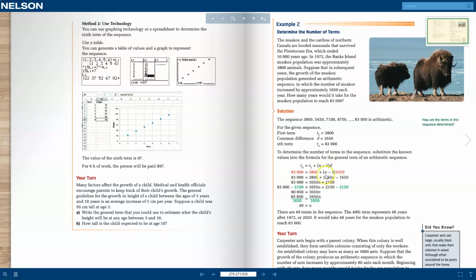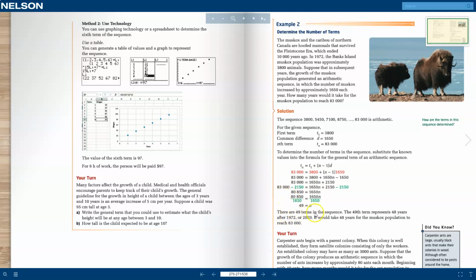And you're just going to do a bit of algebra. So multiply it in, right? And then once you get down here, you're going to have to isolate the n, divide by 1650. And then n is going to equal 49 years, right? The thing to note is this is not 49 years later, because it includes the first term as well. So the year 1 is already included in this 49. So year 1 is 3,800, and then 48 years later, it's going to be 83,000. So that's kind of what they did here.